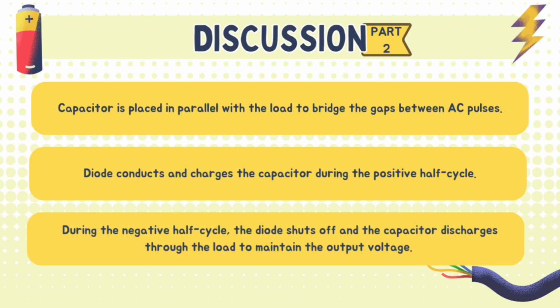The diode conducts and charges the capacitor during the positive half cycle, while during the negative half cycle, the diode shuts off and the capacitor discharges through the load to maintain the output voltage. Experimental results show that increasing the capacitance significantly improves the DC quality.